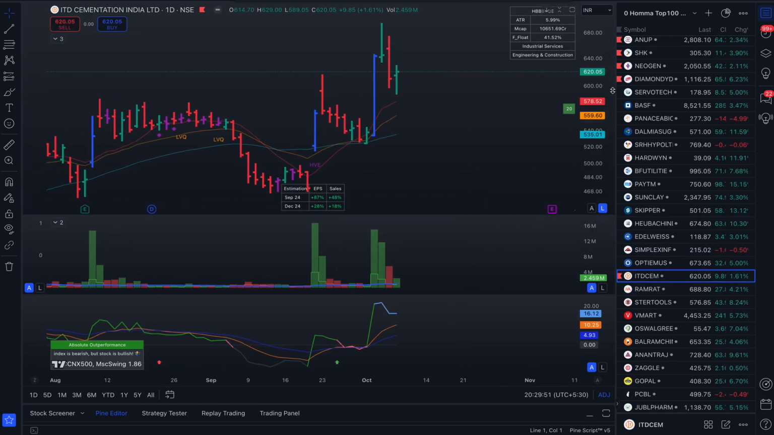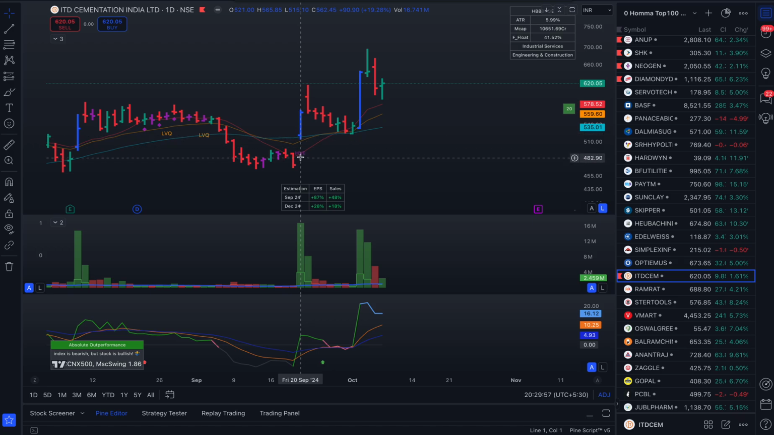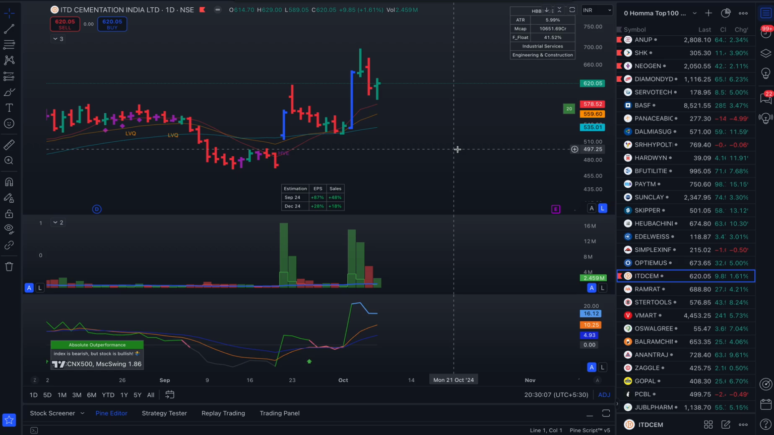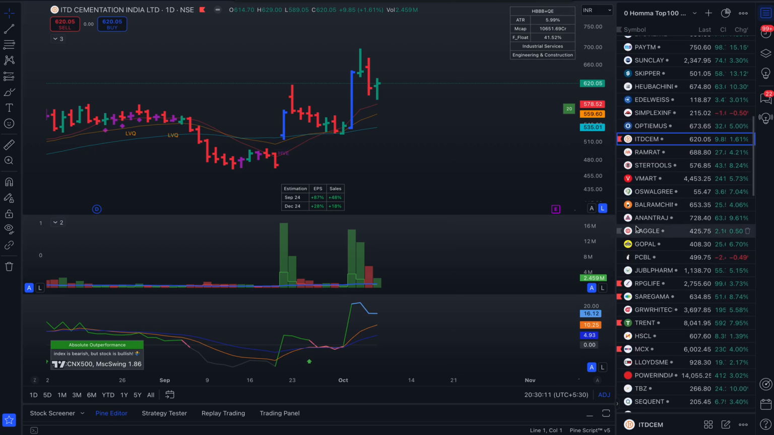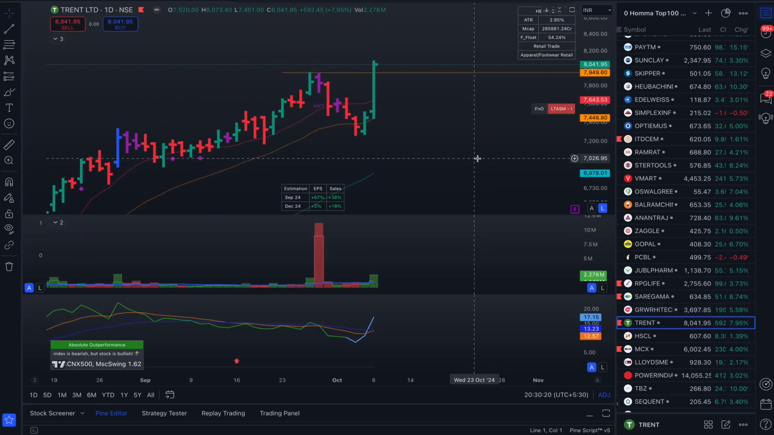So IDT SEM Y. There is some order win here, highest volumes ever. Then again, two of the highest volumes almost ever, and then a very nice pullback with decreasing volumes at times when the market is under distress. So these are the things which will help you, and these are the stocks one can look at from the point of view of swing trading. Now Trend was also in my list yesterday.